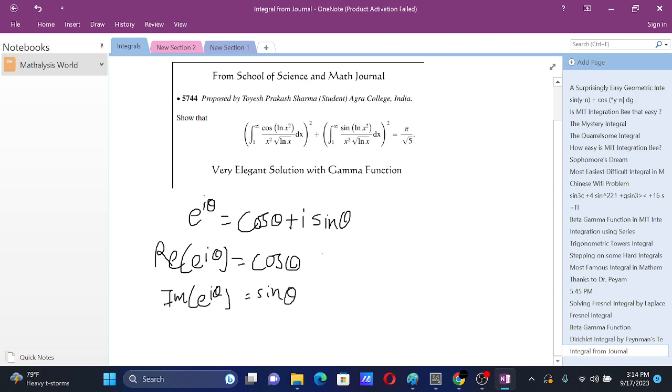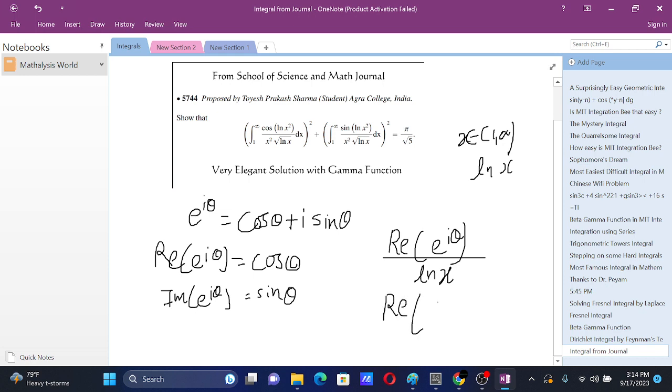Okay. Now, we also need to know how we deal with this real part function. If we have real part of something divided by another function that gives real values, let's say we have ln x where x is defined from 1 to infinity, then ln x will always give real numbers as its output. So this real part function can be extended to cover the e to the power i theta over ln x. So this can be done.